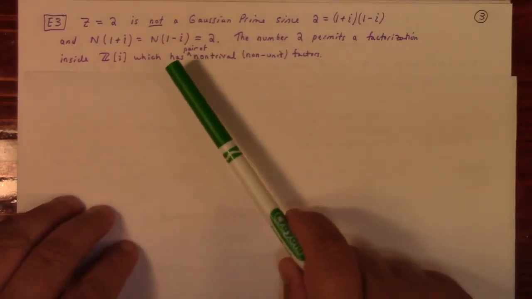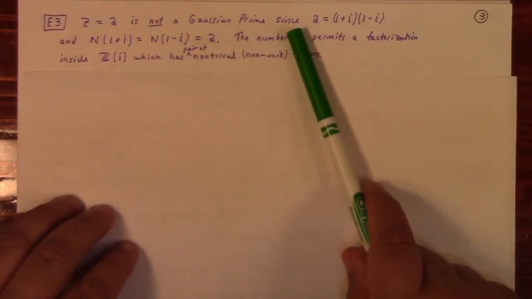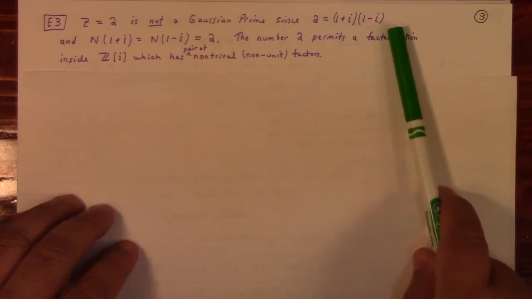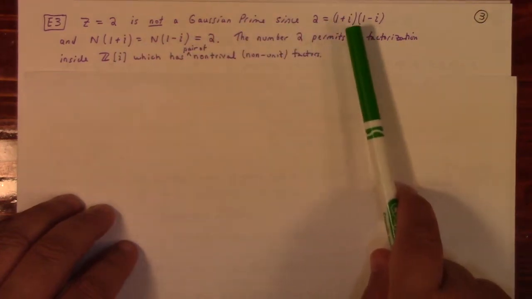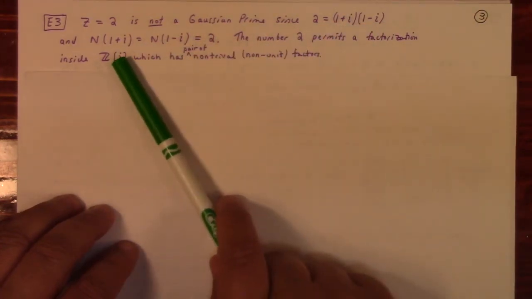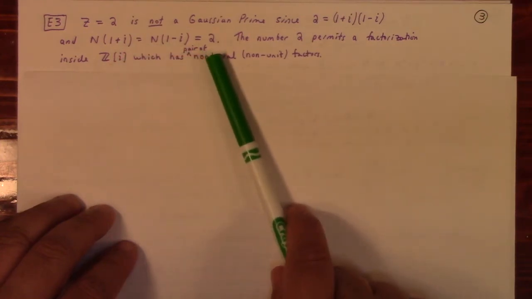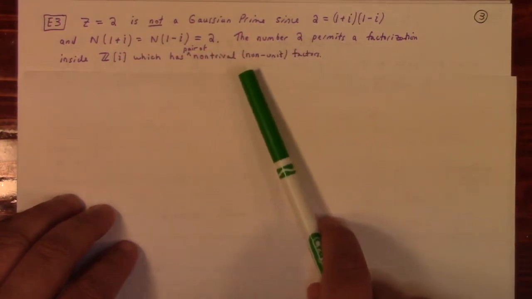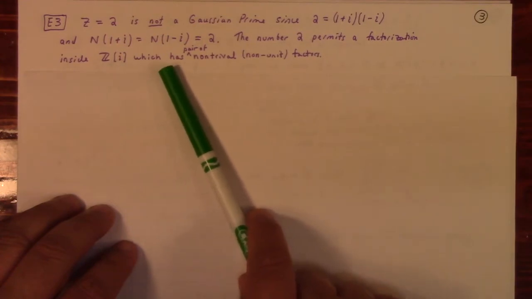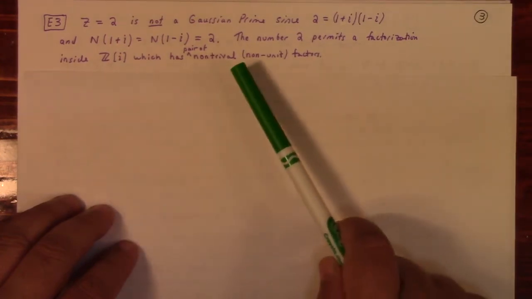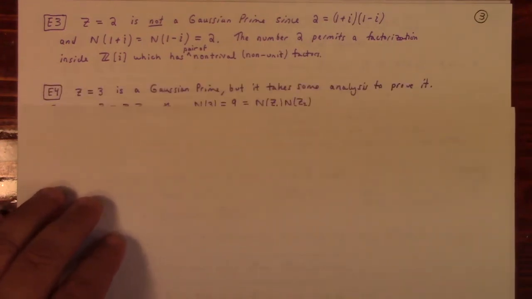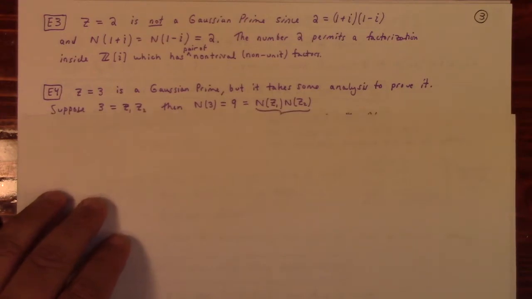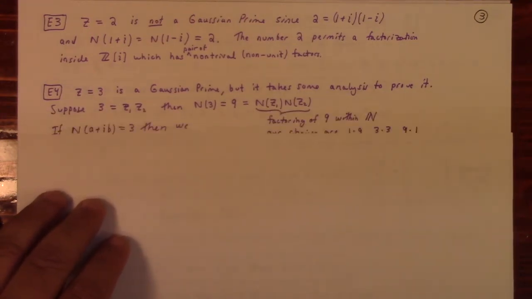Anyway, so here it is. 2 is actually not a Gaussian prime because we can factor 2 as 1 plus i times 1 minus i. And now 1 plus i and 1 minus i are separately Gaussian primes, right? They have norm 2. So the number 2 permits a factorization inside the Gaussian integers which has non-trivial factors. So 2 is not a Gaussian prime, even though 2 is a regular prime. 2 is a prime in the integers, but it's not a prime in the Gaussian integers. On the other hand, 3 is a prime in the integers, and it's also a Gaussian prime.